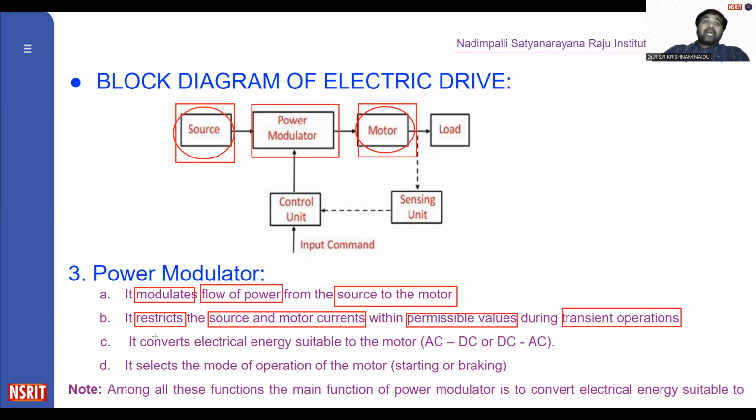And also, the power modulator will convert the electrical energy into a form suitable to the motor, that is AC to DC or DC to AC, fixed DC to variable DC, fixed AC to variable AC. Okay, like that it will convert.